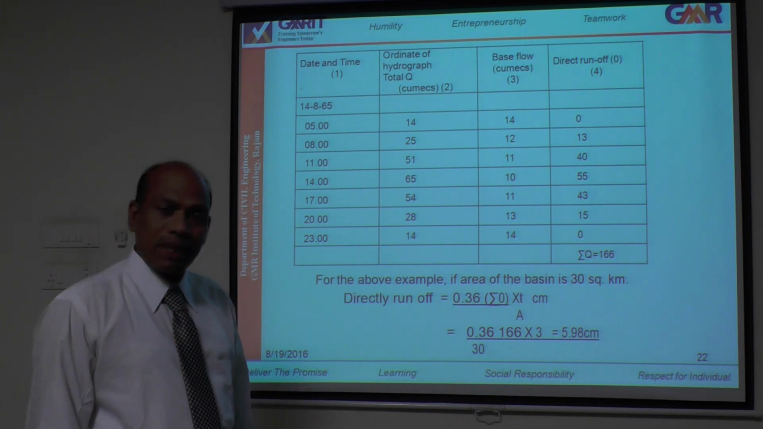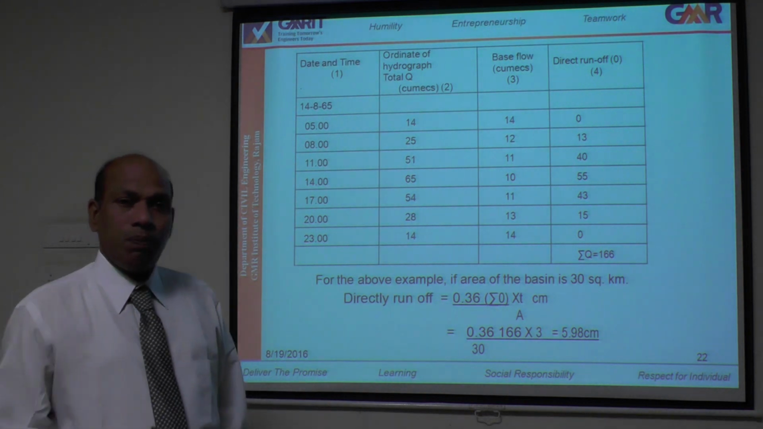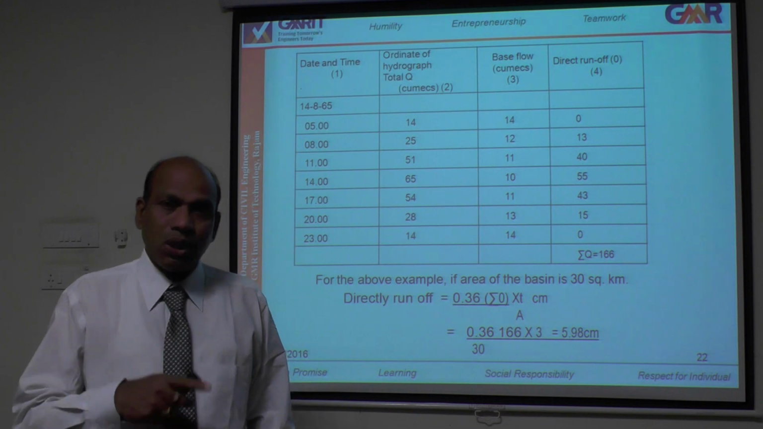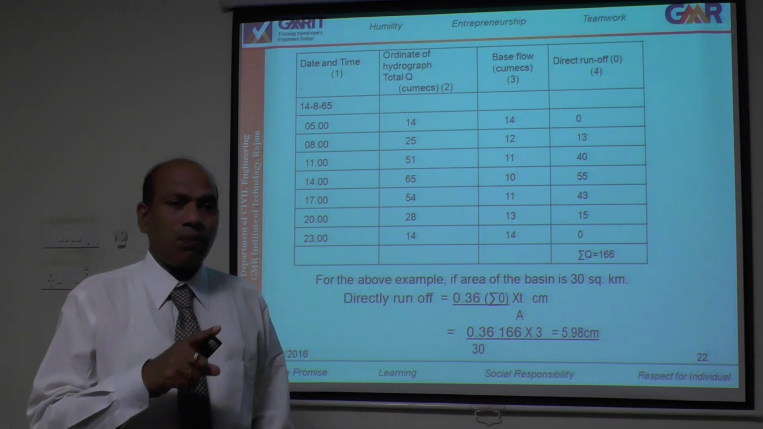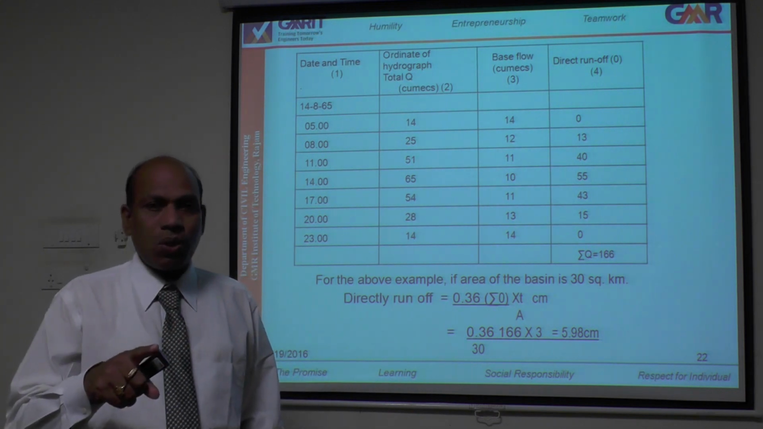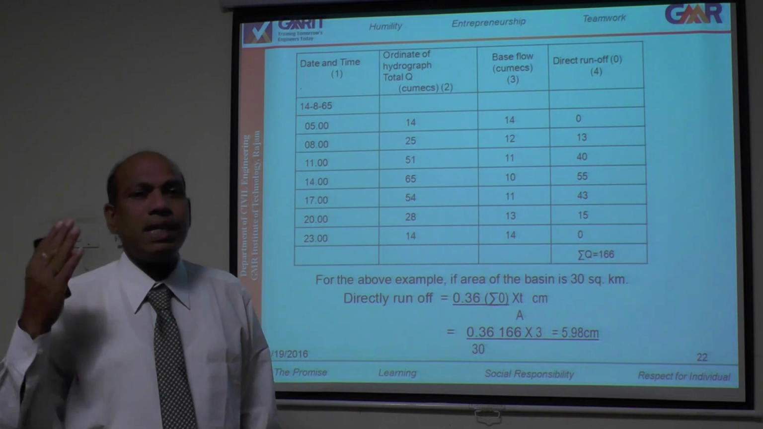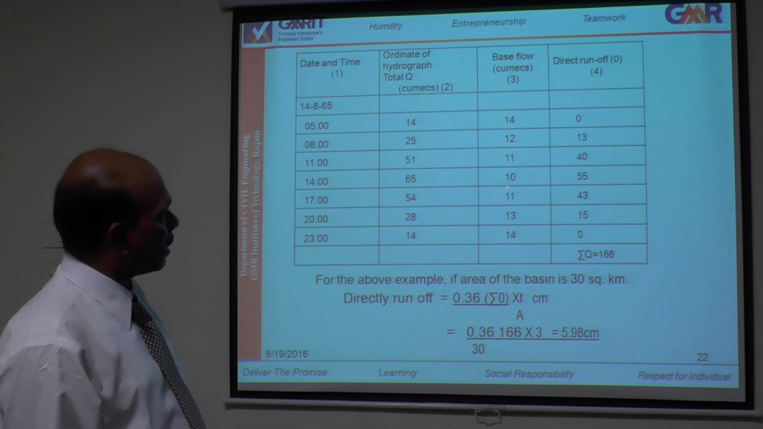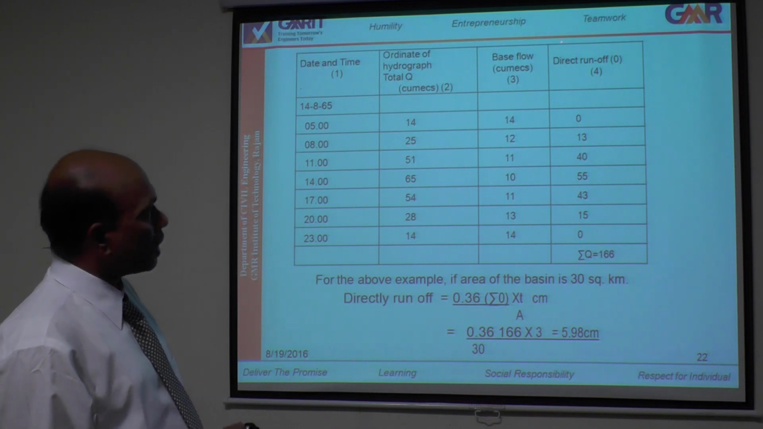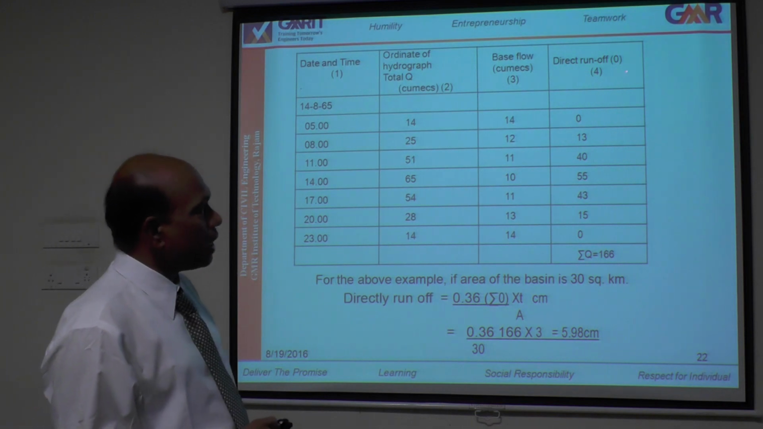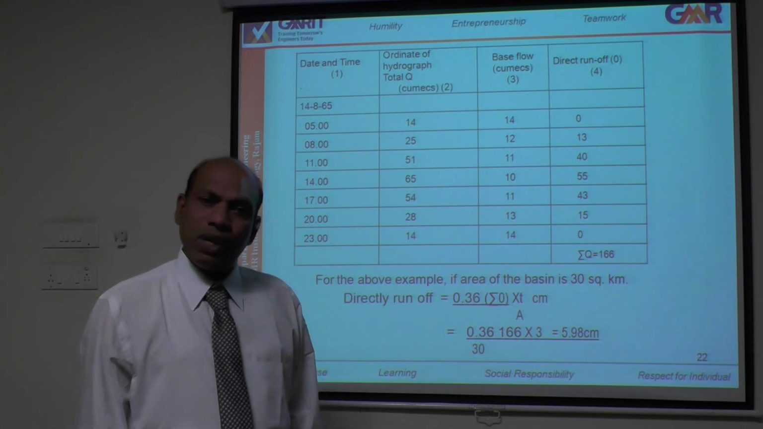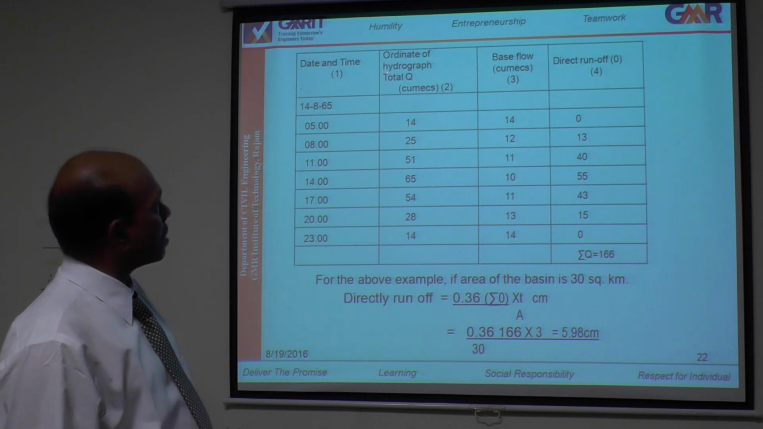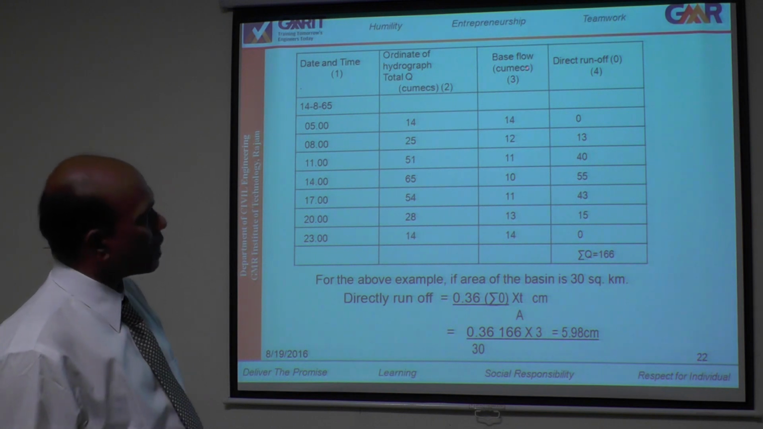We want to determine the direct runoff depth. For the direct runoff depth, we should know the direct runoff ordinates. So already I told you direct runoff ordinates are equal to storm hydrograph ordinates minus base flow. Base flow values are also given here. We want to determine the direct runoff ordinates first, then go to direct runoff depth. Direct runoff ordinates equal ordinates of storm hydrograph minus base flow.